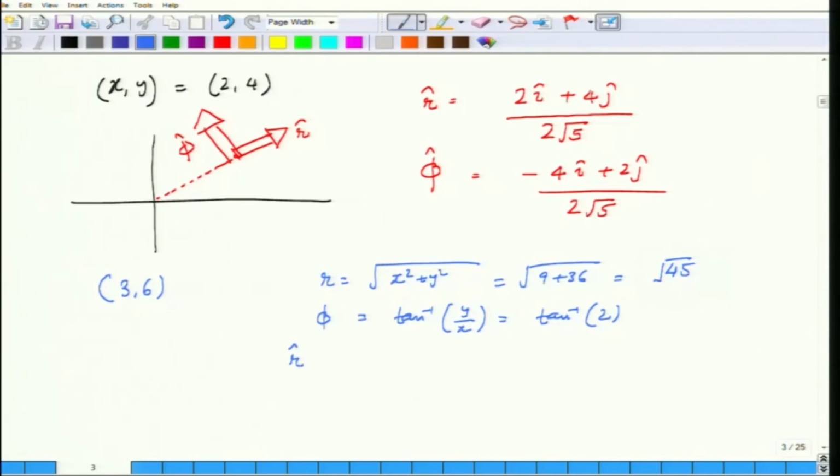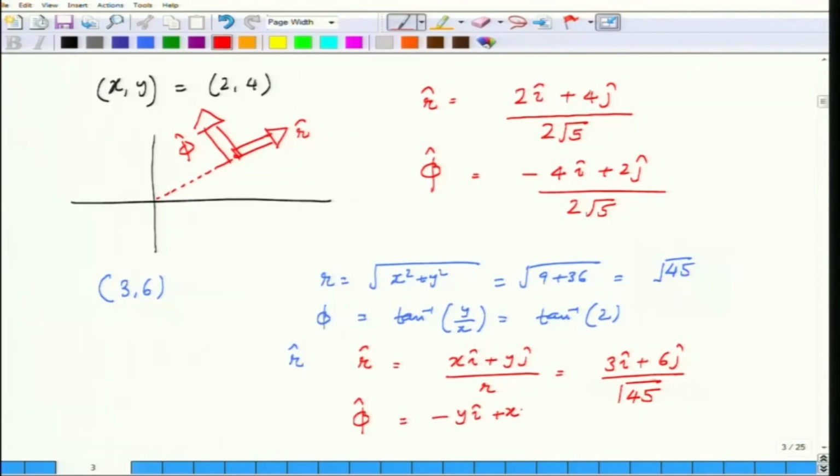The r unit vector is going to be x i plus y j over r, which comes out to be, in this case, 3i plus 6j over square root of 45, and the phi unit vector is going to be minus y i plus x j over r, which is equal to minus 6i plus 3j over square root of 45.